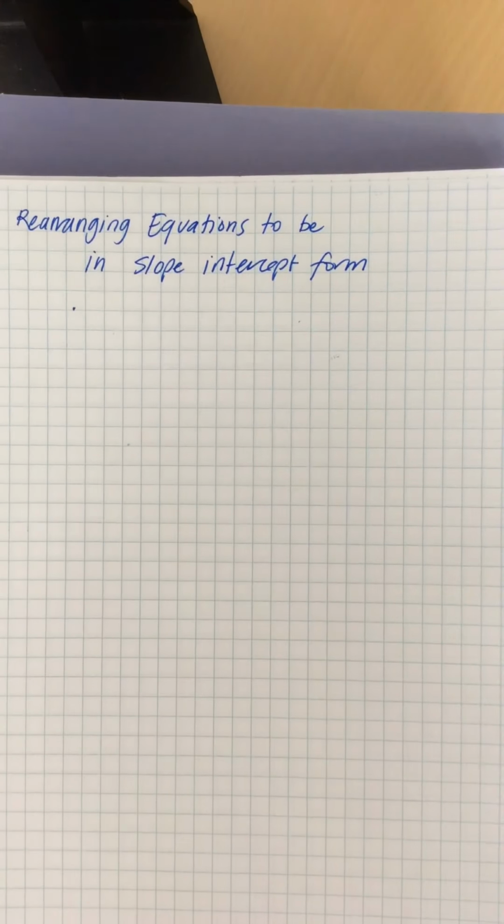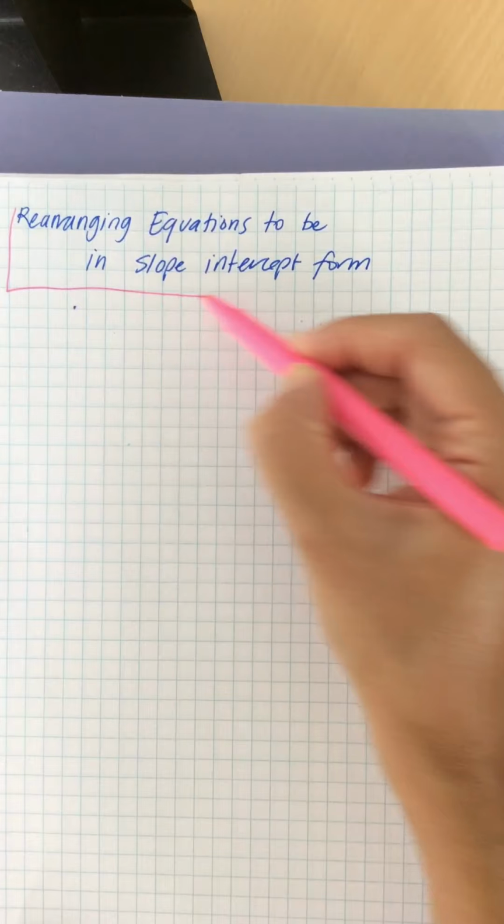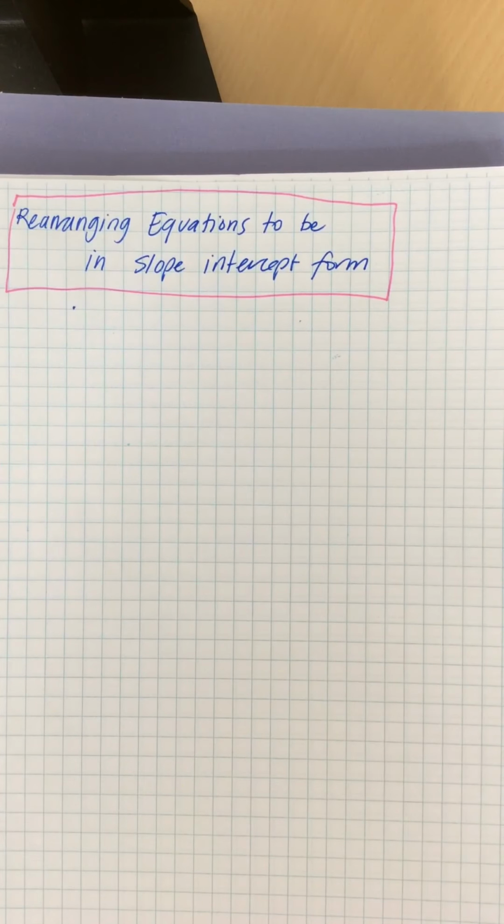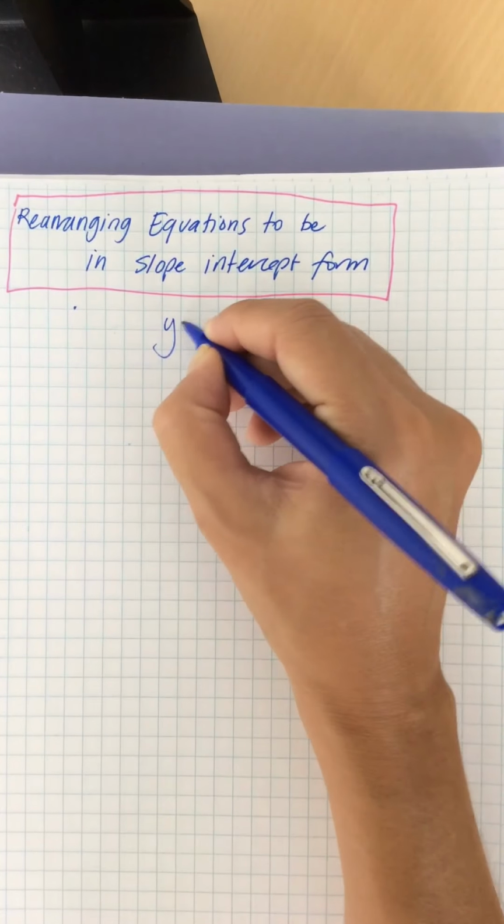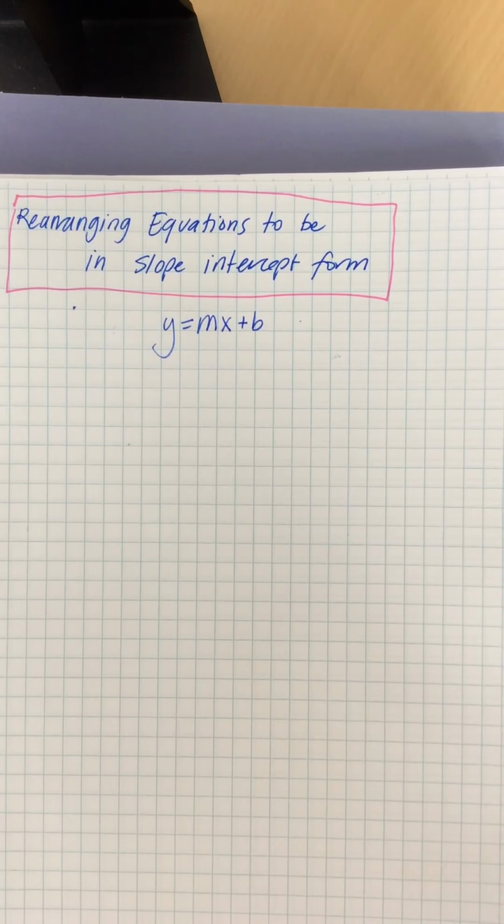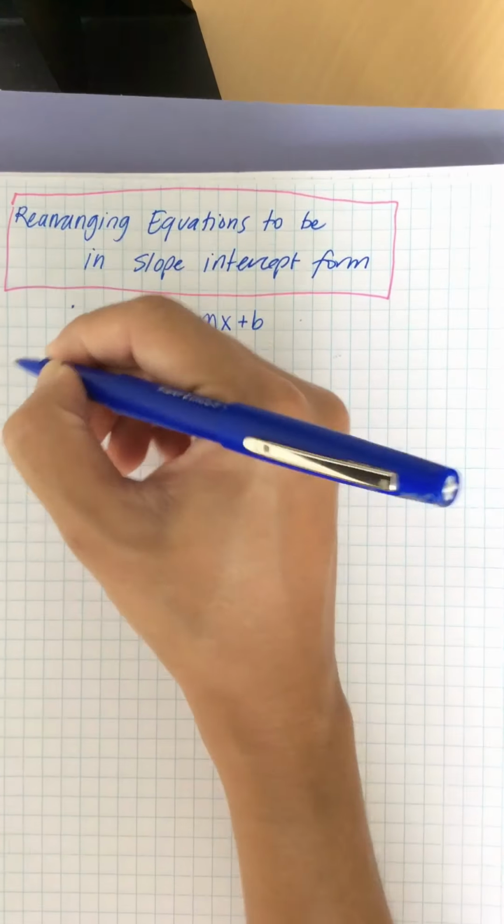All right, guys, so today we're going to get linear equations that look kind of mixed up and wobbled up, and we have to put them into slope-intercept form. So remember, slope-intercept form is this. How do we get our equations to look like that? So here's our first example.